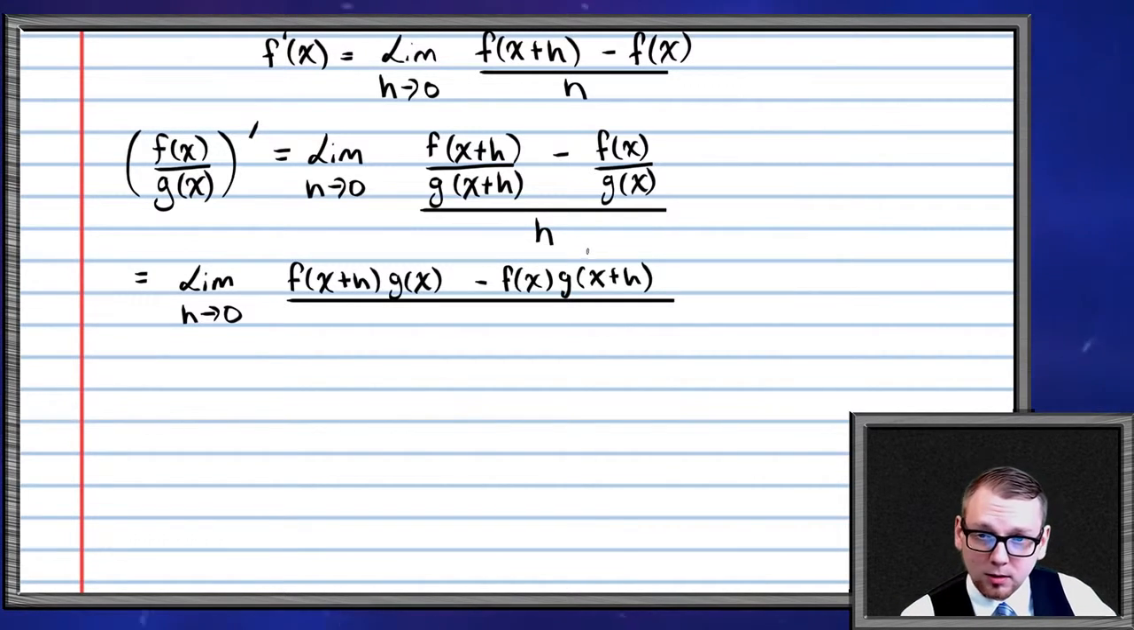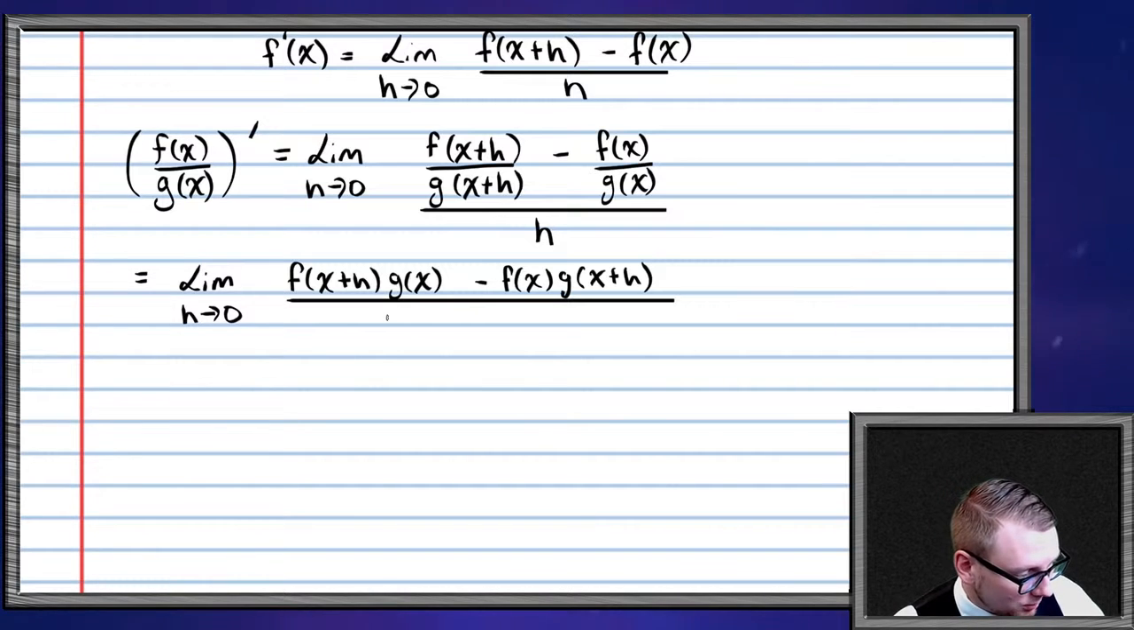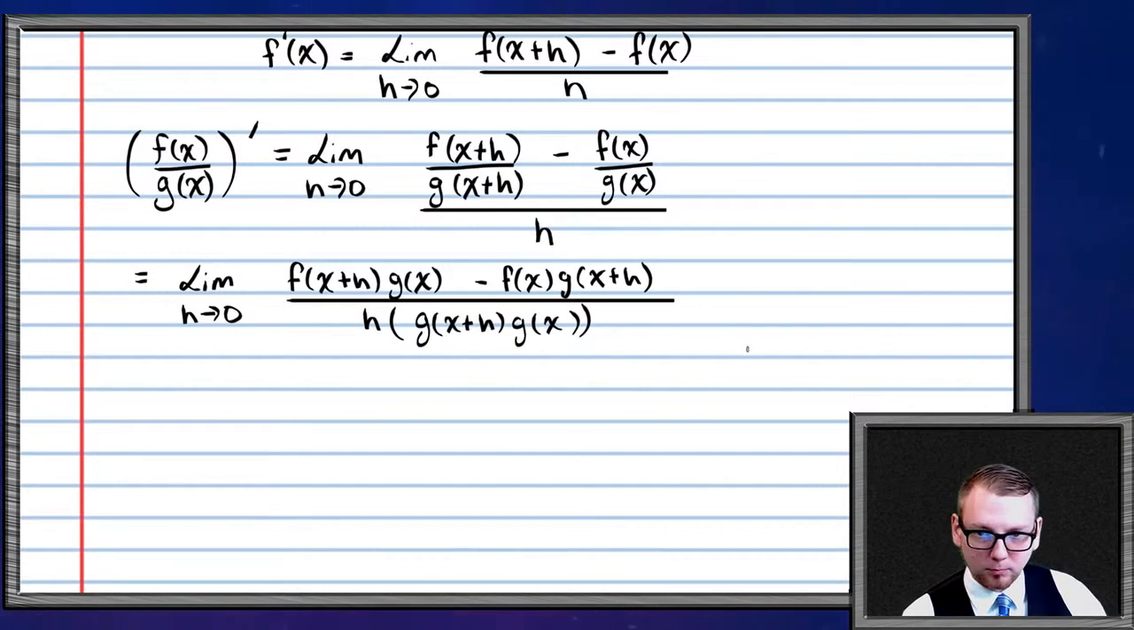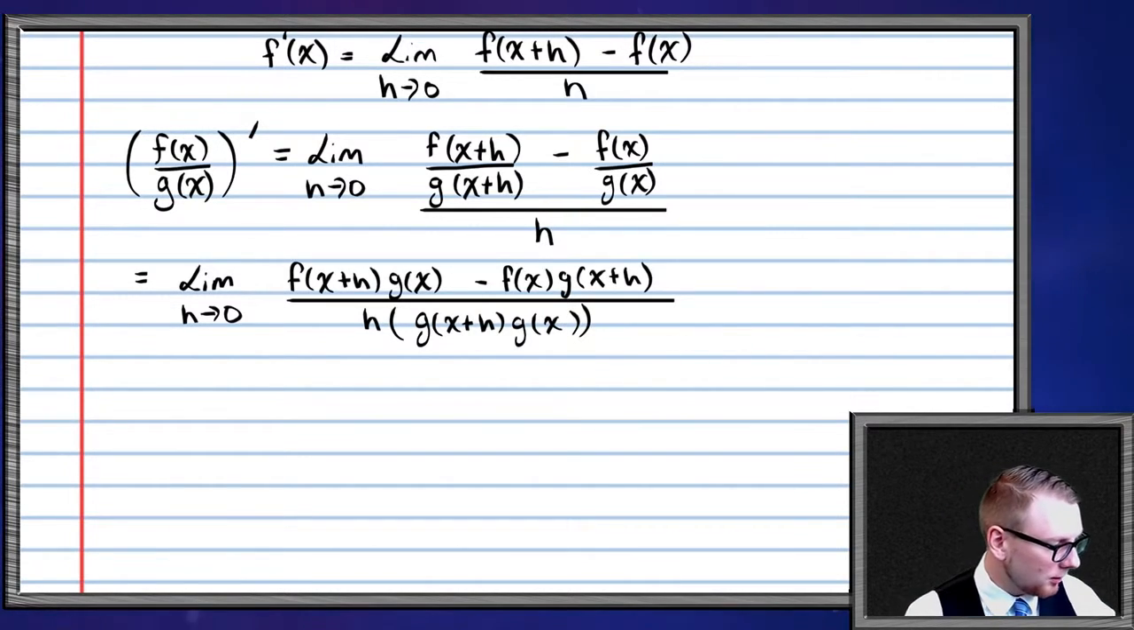Now that we have a common denominator, we can multiply the reciprocal of h. So we're just going to be ending up with an h on the bottom times g of x plus h times g of x. Great, groovy. Let's keep going.